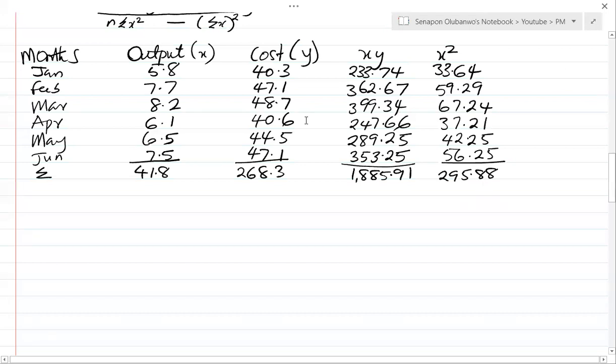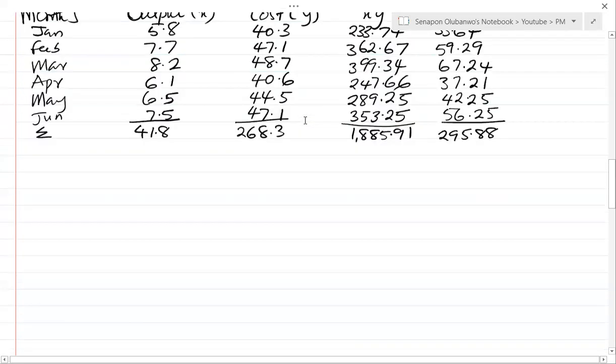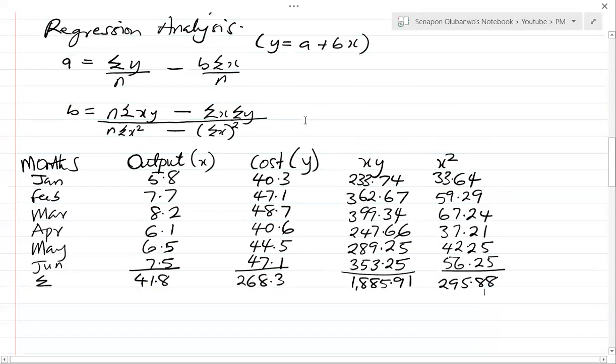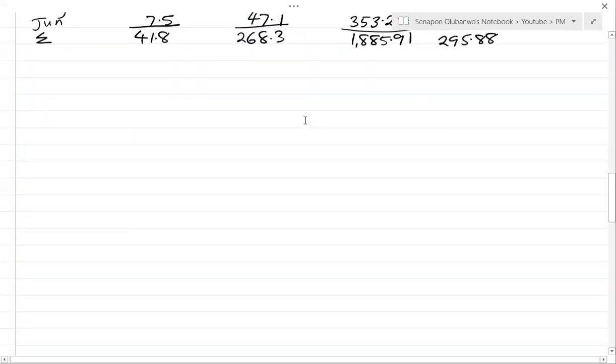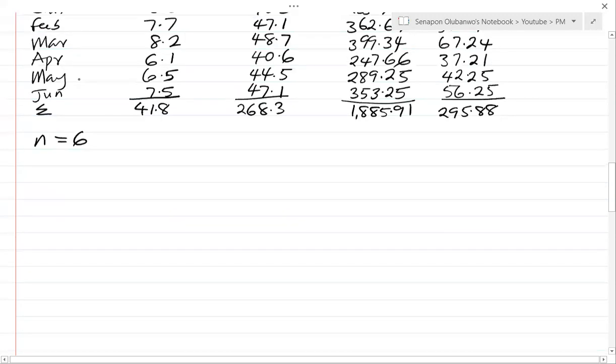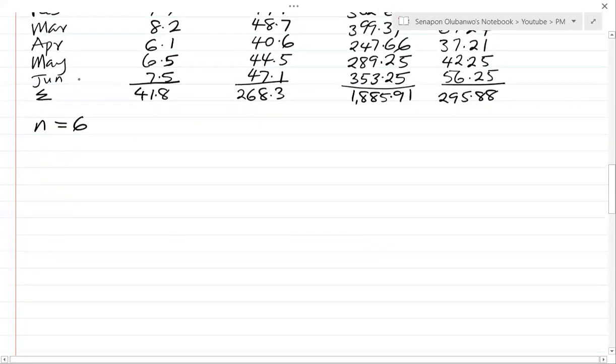We've almost finished doing our calculation. So now we can fill in the gap. For our B, we can substitute in the formula. Most importantly, our N is equal to 6. How did we get that? We have January, February, March, April, May, and June, so we have a set of data for 6 months. So our N is 6.